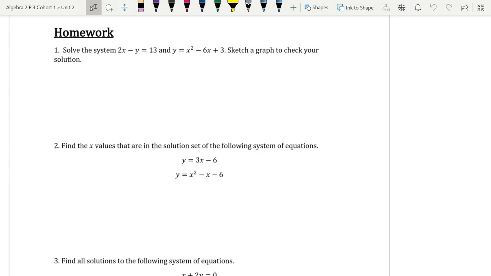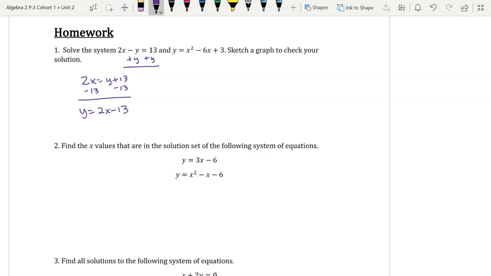So for the first one, my linear equation 2x minus y equals 13. I want to make that equal to y. So I would start by adding y to the other side. So I have 2x is equal to y plus 13, and then subtract 13. Remember, we want the y to be positive if we can make it. It just makes everything easier.